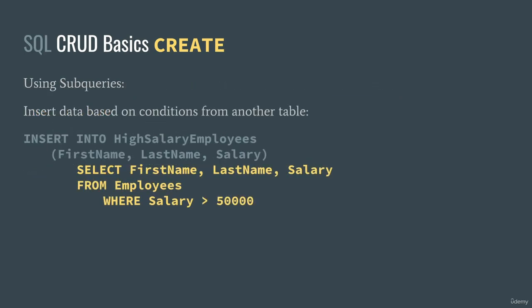You can also use subqueries to insert data based on conditions from another table. This command inserts records into the high salary employees table by selecting from the employees table only those employees with salaries greater than $50,000. It's a powerful way to filter and move data around within your database.